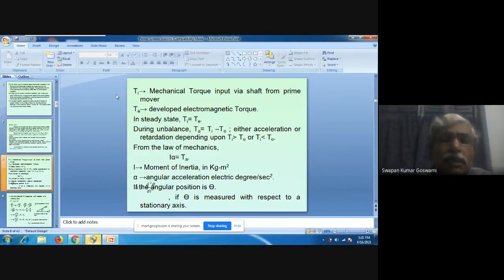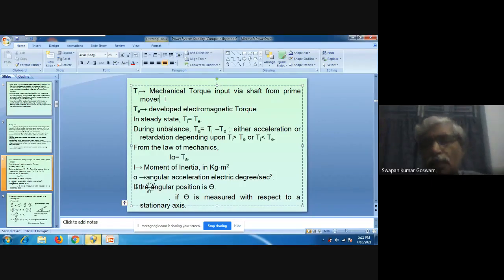Let us assume that Ti is the mechanical torque input via shaft from the prime mover. What is the prime mover? Prime mover is the turbine. In the case of a cylindrical rotor machine, it is the steam turbine. This is the input torque to the generator rotor, through the turbine shaft coupled with the generator rotor.